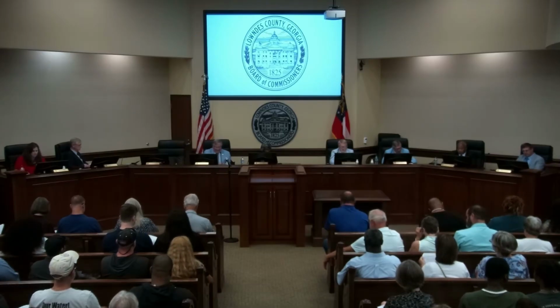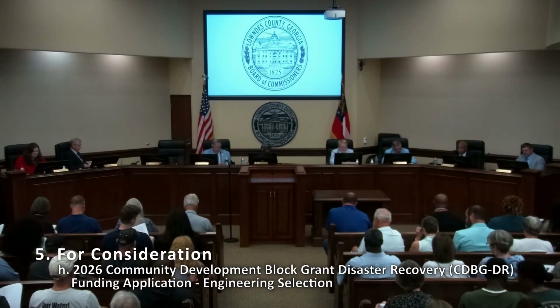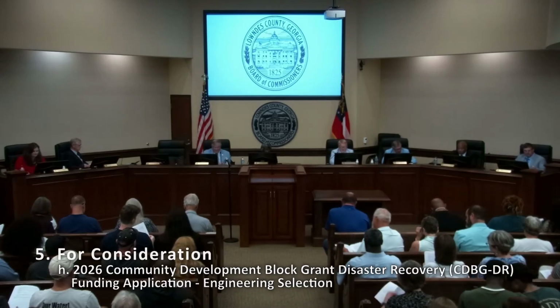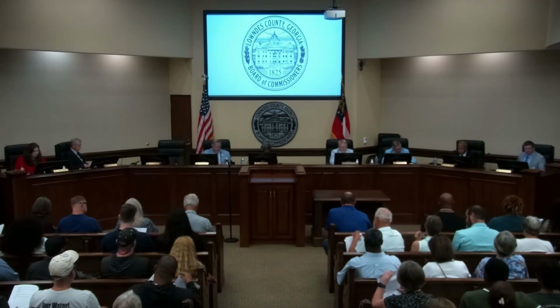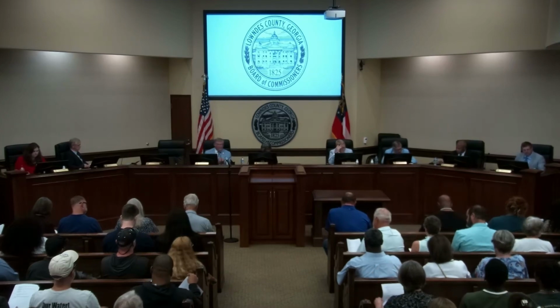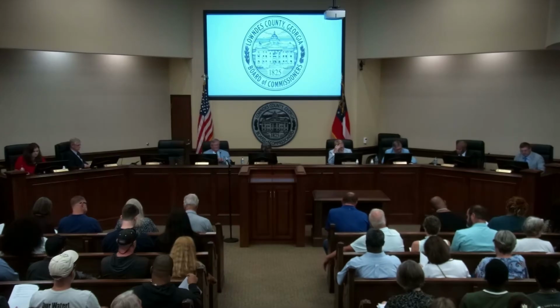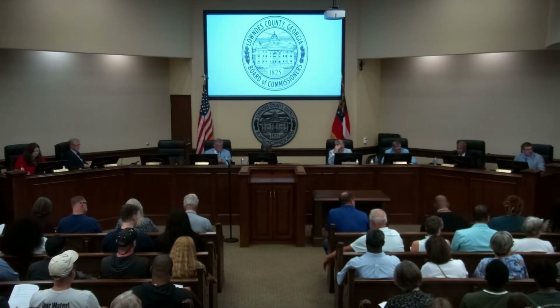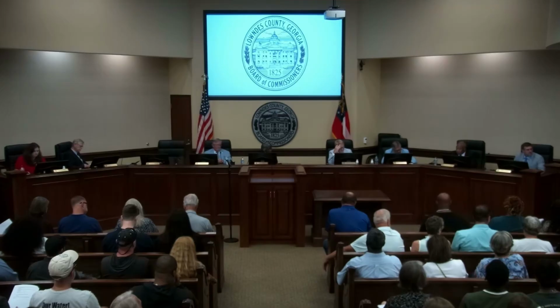Agenda item 5H is the 2026 Community Development Block Grant Disaster Recovery. Again, the CDBG DR funding application, and this is the engineering selection. Mr. McLeod. Yes, sir. As part of the same project and the same grant application, Lowndes County has to select a civil engineer through an RFP process.